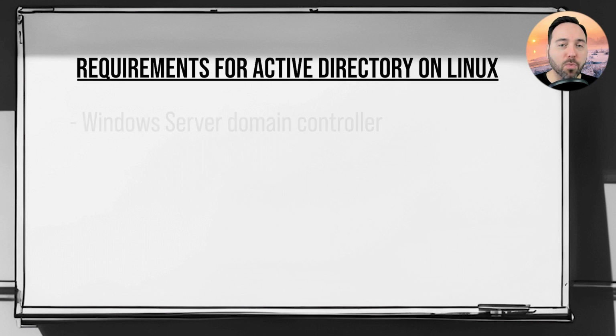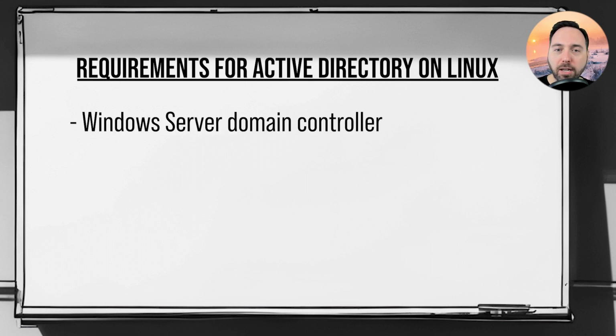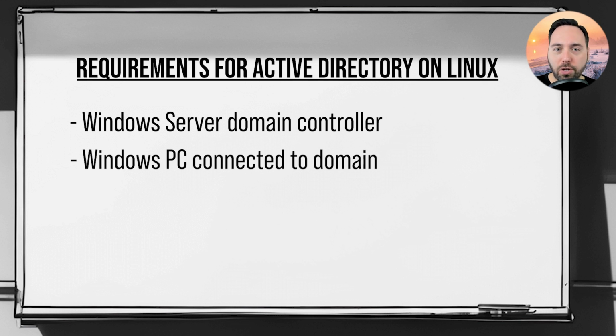The first is a Windows server acting as a domain controller for your Active Directory forest. I'm not going to show you how to create one of these, but I will provide a couple of links to help get you started. As a quick note, Windows authentication is about using Active Directory for authentication, not Azure Entra ID, previously known as Azure Active Directory. They are different things, and you cannot use your Azure Entra ID credentials for Windows authentication or vice versa. The second thing you need is a Windows PC connected to the domain.